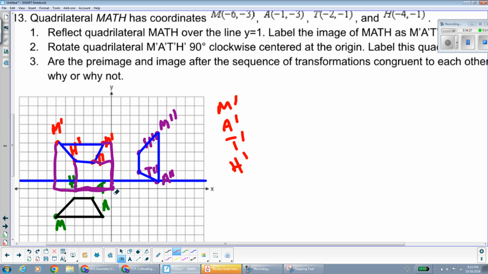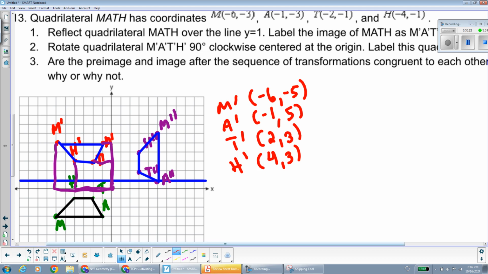So that's A prime, T prime, H prime. Oh, oops. Tired. Let me try that again.